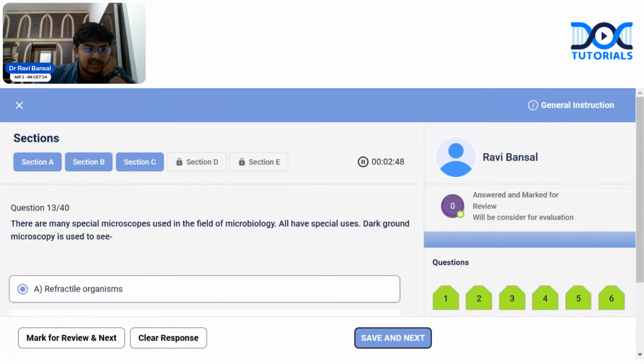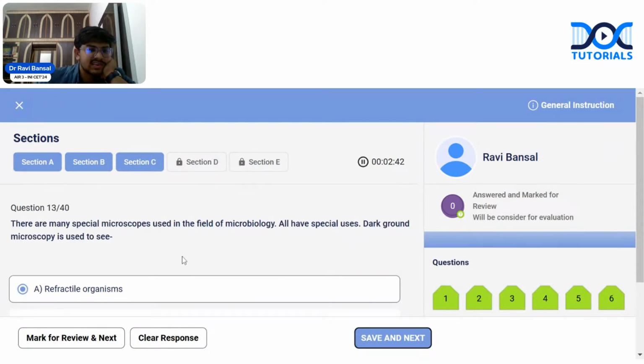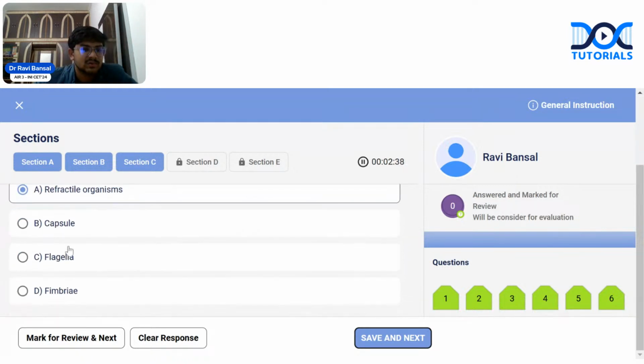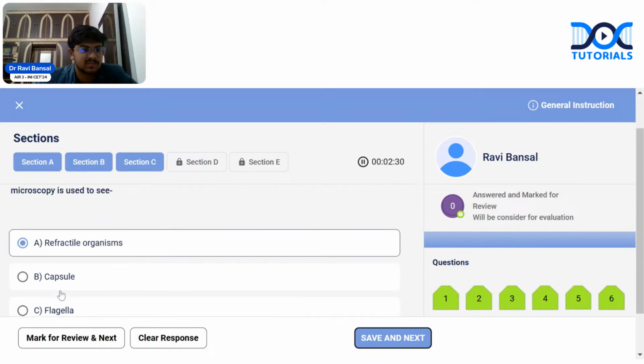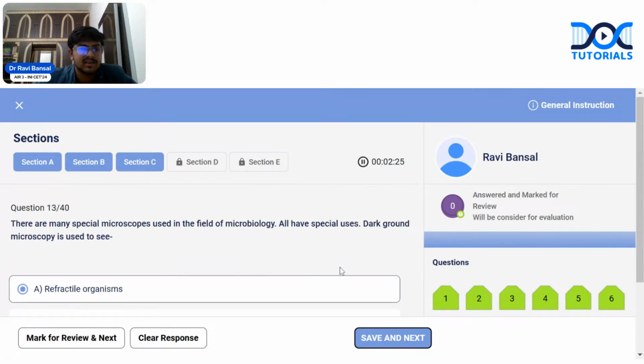So they've asked about dark ground microscopy. I do not remember all the stuff, but dark ground microscopy is used in syphilis. You see thin slender organisms with it. So capsule, flagella, fimbriae: for capsule you stain, for flagella there are different stains. Fimbriae are only seen with electron microscopy. So a fractal organism like syphilis you see by dark ground microscopy.